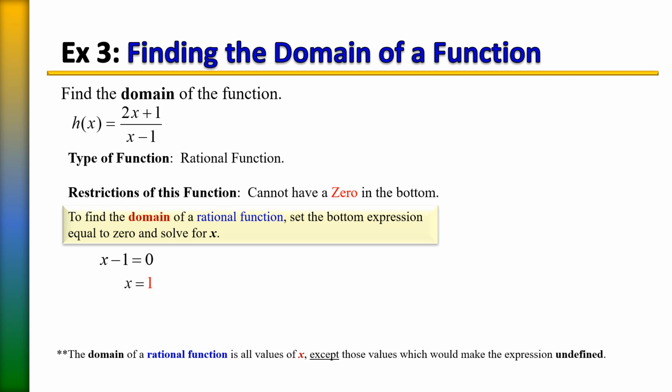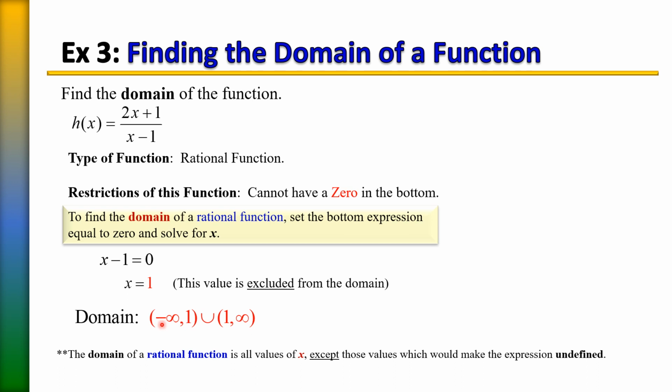And the reason, because 1 would make it undefined. 1 would make it equal to 0. So if we remove this x and replace it with a 1, we will have 1 minus 1, which equals 0. And anytime you have 0 on the bottom, it's undefined, and we don't want the function to be undefined. So therefore, the domain, which is all values except those that would make the expression undefined, would be any number except 1.